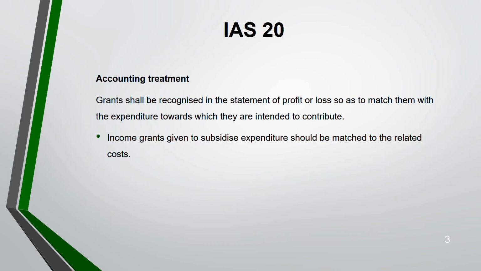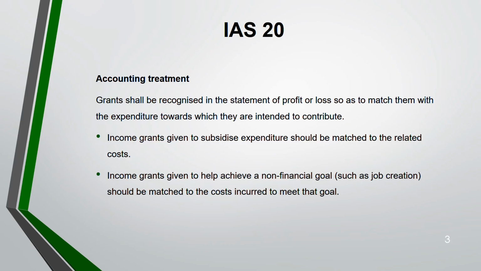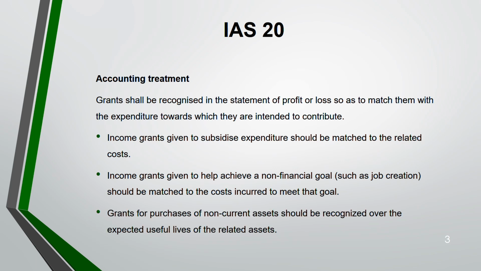So first let us go through an income grant. Income grant given to subsidize expenditure has to be matched with the related cost. Income grant is given to achieve a non-financial goal such as job creation. So this should be matched to the cost that are incurred to meet that goal. Grant for purchases of non-current asset has to be recognized over the expected useful life of that related asset. Same like depreciation expense, how you recognize.